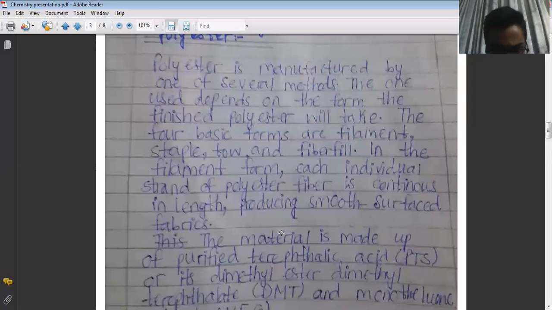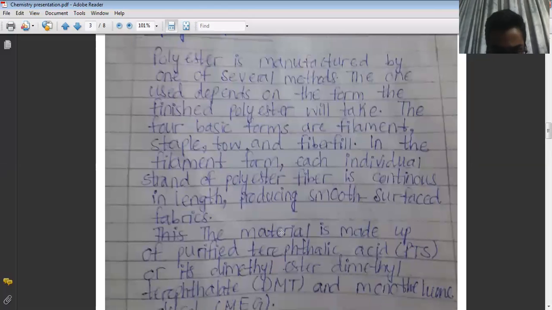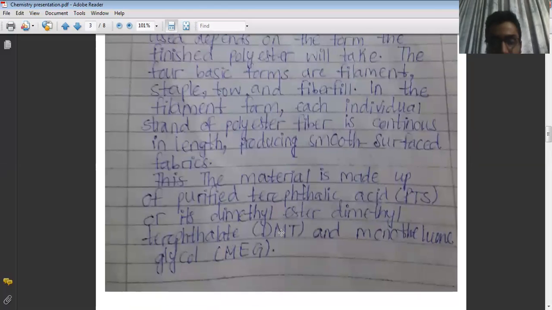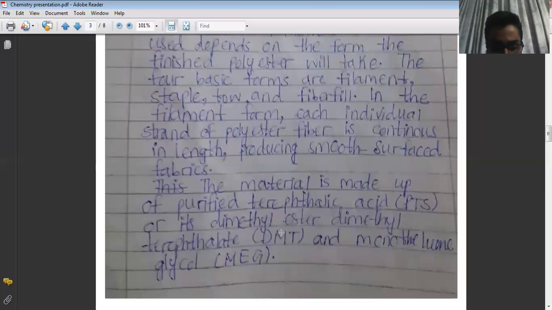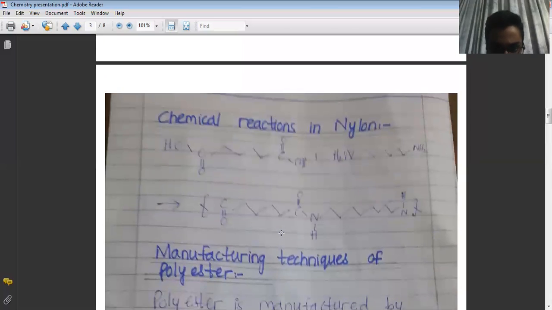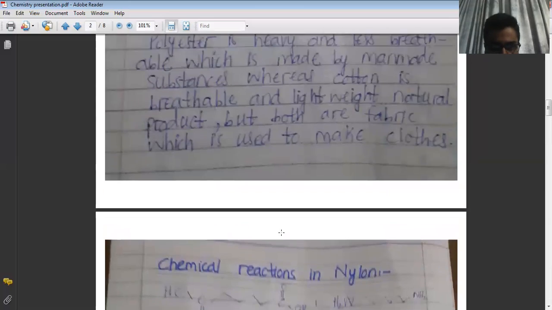In the filament form, each individual strand of polyester fiber is continuous in length, producing smooth surfaced fabrics. The material is made up of purified terephthalic acid (PTA) or its dimethyl ester dimethyl terephthalate (DMT) and monoethylene glycol (MEG). Chemical reactions in nylon, in which the carbonyl group is present and CO is also present as well as an OH group.